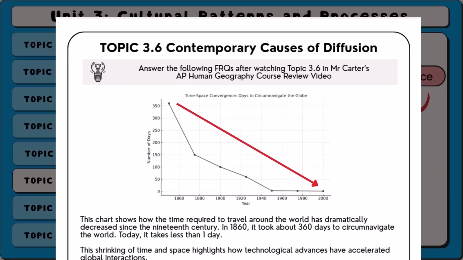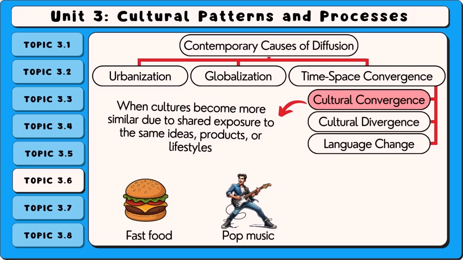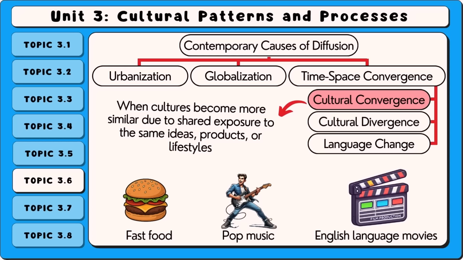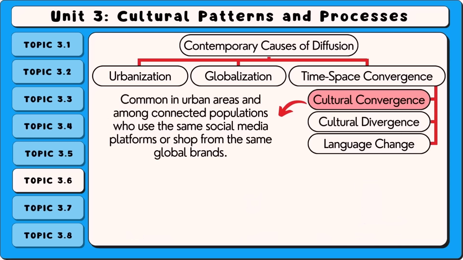Let's examine each one. Cultural convergence is when cultures become more similar due to shared exposure to the same ideas, products, or lifestyles. For example, the global popularity of fast food, pop music, or English language movies has created shared cultural experiences around the world. Cultural convergence is common in urban areas and among connected populations who use the same social media platforms or shop from the same global brands.